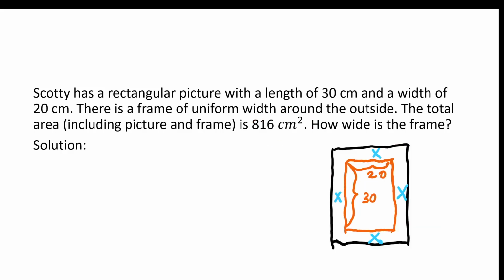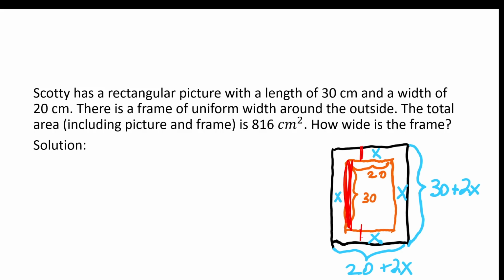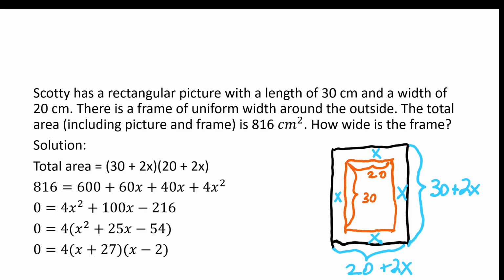Going back over it again, we've got the 20 and the 30. X is all around. So that means the vertical one is 30 plus 2x, because again, it's the original 30 plus an x and another x, making 30 plus 2x. And the other one, the horizontal one, is a 20 across plus an x and an x, making it 20 plus 2x. So that means the total area is 30 plus 2x times 20 plus 2x. But we know that the total area, including the frame, is 816. So that means 816 is equal to 30 plus 2x times 20 plus 2x.